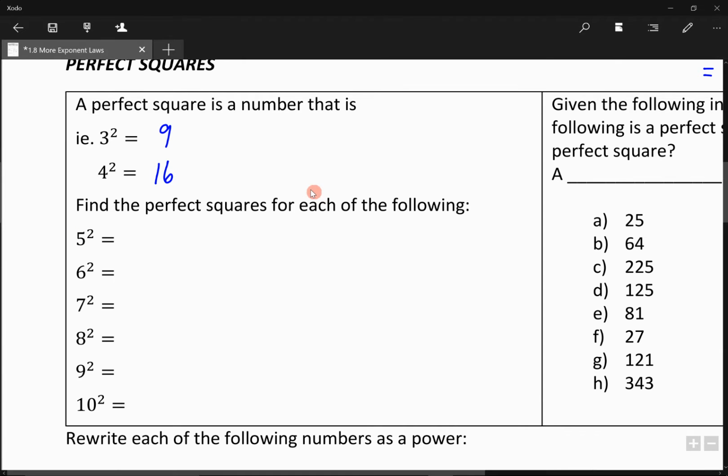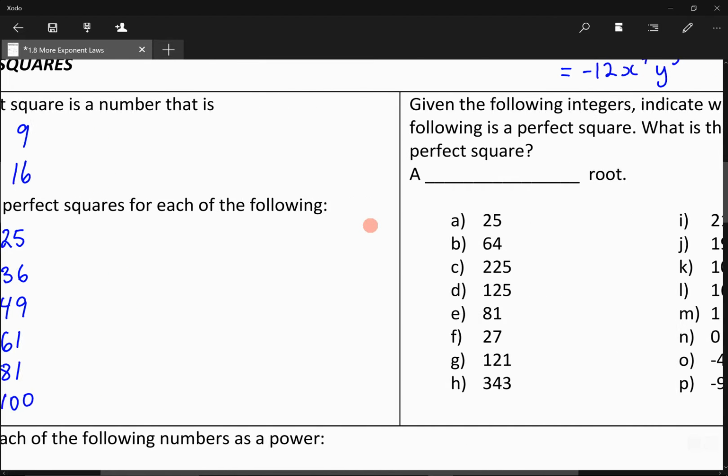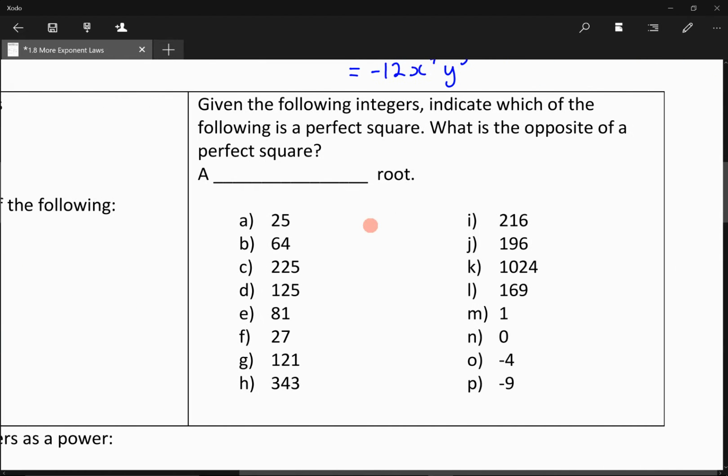Okay, so if you've done that, here are your answers. So 25, 36, 49, 64, 81, 100. Okay, so these are all perfect squares. These are numbers that can be written as a square of one of its factors. So given the following integers, indicate which of the following is a perfect square.